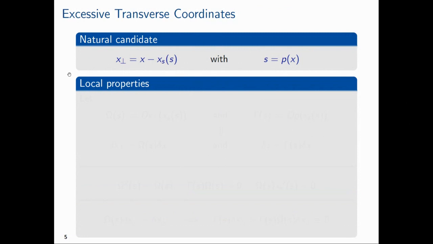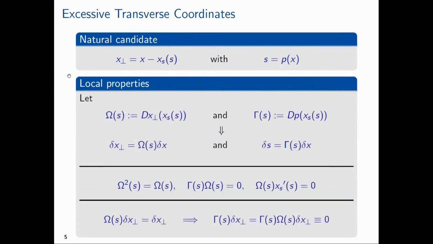Let's look briefly at some local properties of these coordinates by defining the Jacobian matrices omega and gamma as shown here, which correspond to the Jacobians of the excessive transverse coordinates and of the projection operator evaluated along the trajectory. This means that a small change in the states of the system about the normal trajectory is mapped to small changes in the excessive coordinates and in the parameterizing variable s through the matrices omega and gamma. It's easy to show that this matrix omega is a projection matrix. Its square is equal to itself. Its left annihilator is the Jacobian gamma, while its right annihilator is the flow of the vector field, that is x prime, with x prime denoting the derivative of the normal trajectory.